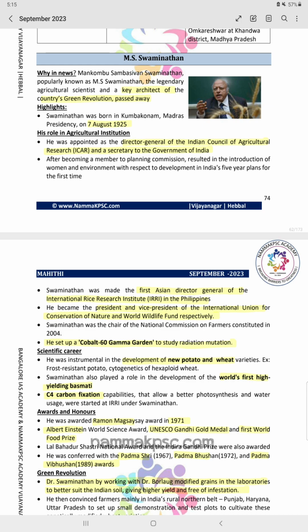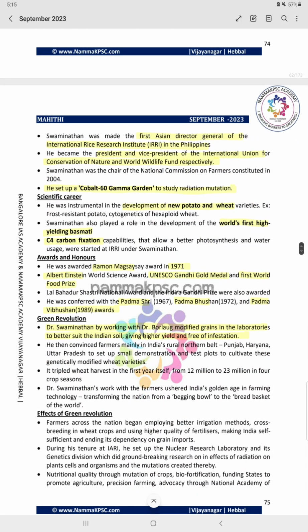M.S. Swaminathan recently passed away. He was the key architect of India's Green Revolution. So, what are his contributions? Let us see. He was the Director General of the Indian Council of Agriculture Research and also Secretary to the Government of India. He was the first Asian Director General of the International Rice Research Institute in the Philippines. He became the President and Vice President of the International Union for Conservation of Nature and World Wildlife Fund, respectively.